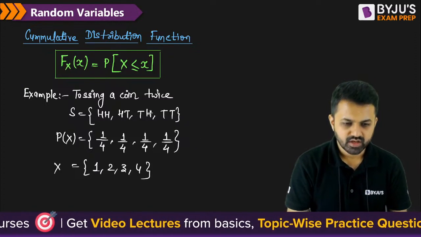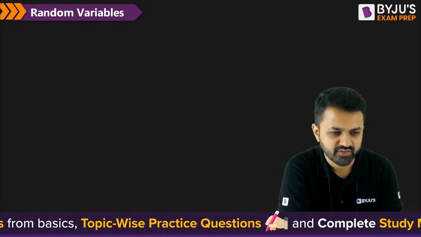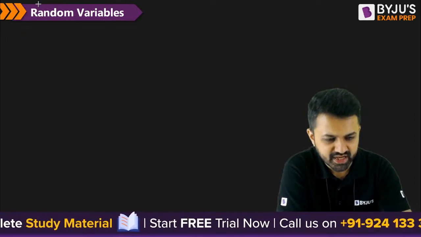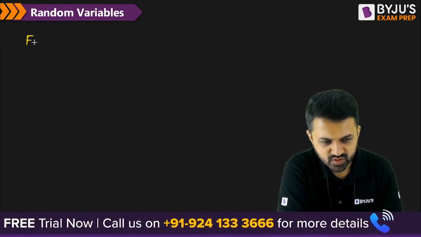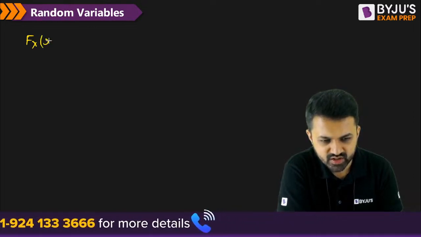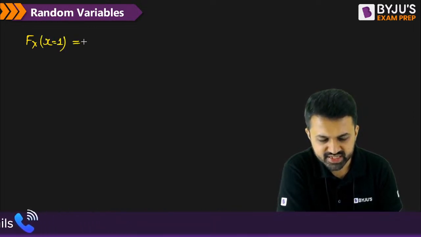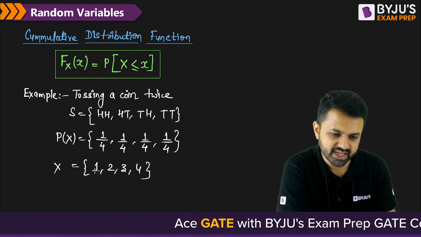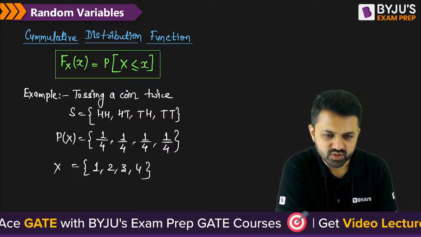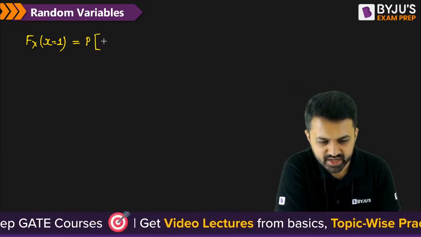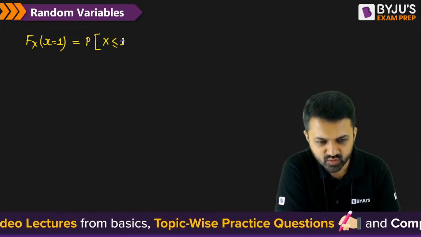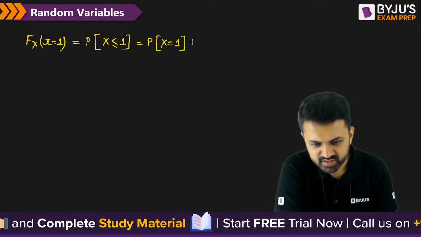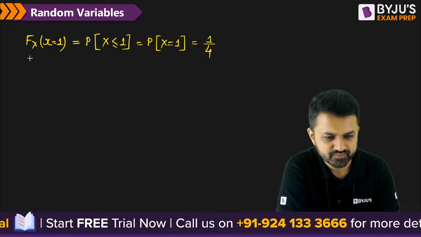Now, how will you calculate it? If I ask you to calculate the PDF, sorry, the CDF at x equal to 0. What is the CDF at x equal to 1? According to the previous discussion, at x equal to 1 we have probability 1 by 4. So the probability that the random variable X takes a value less than or equal to 1 is equal to the probability of X equal to 1, so it is nothing but 1 upon 4.